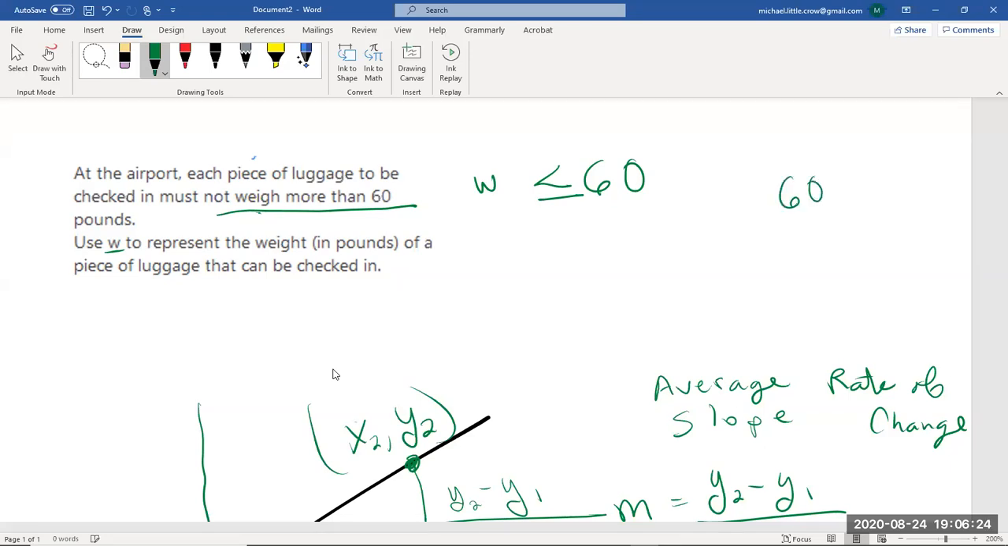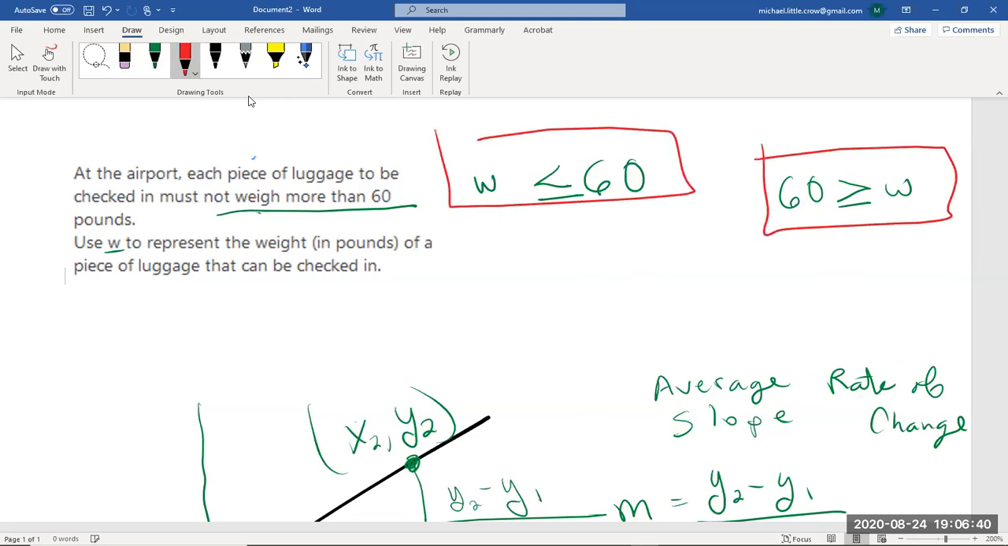Now in the same setting, if you would have put W over here, then we would have said W has to be smaller than or equal to 60. So we could use this symbol. That's why inequalities can be confusing at times, because it depends on what side you put the variable. But either of those answers would be correct. W is less than or equal to 60 pounds. Otherwise, you're going to pay a fee. Okay, how's that?